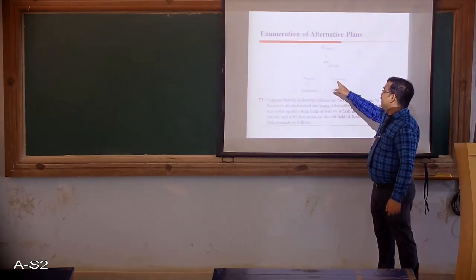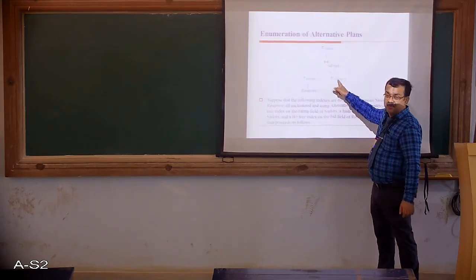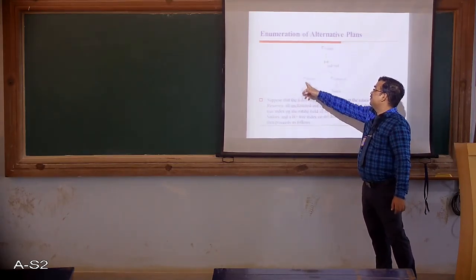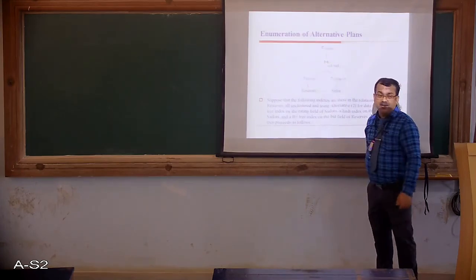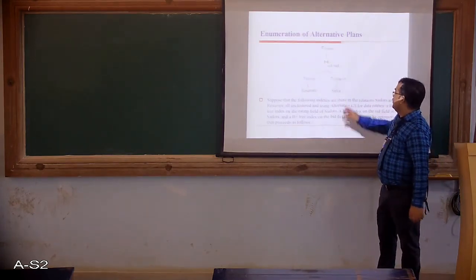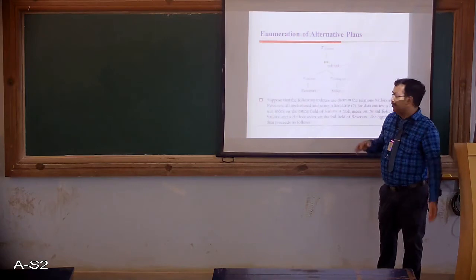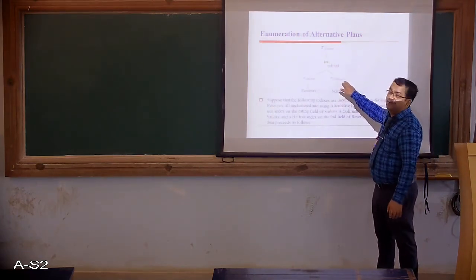Here the attribute, this is a single attribute, right? This is also a single attribute. This attribute belongs to reserve, this attribute belongs to sailor. So first you will be reducing the number of tuples by using this particular attribute, rating.